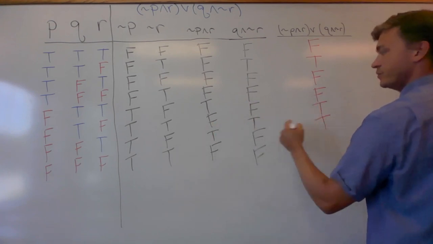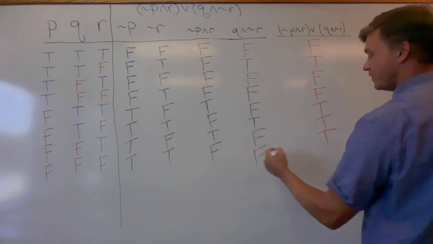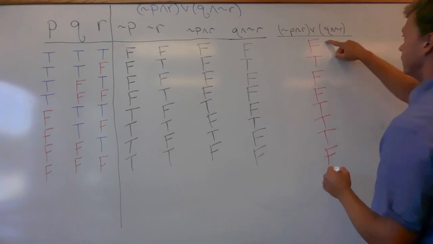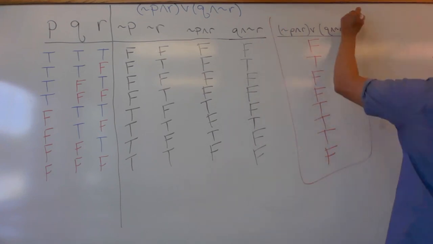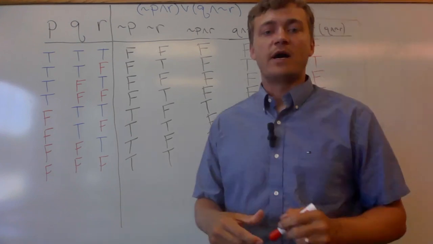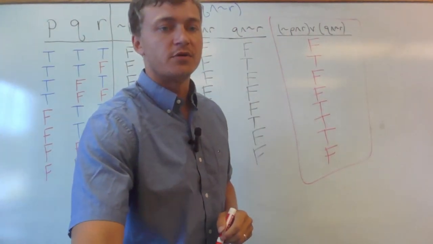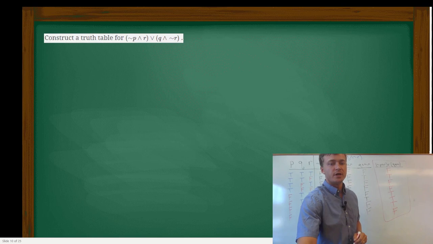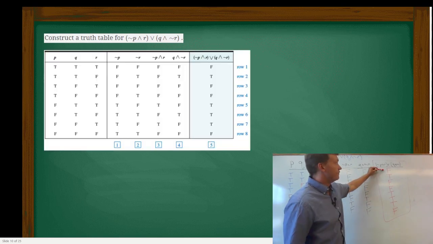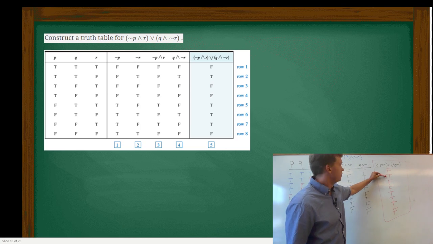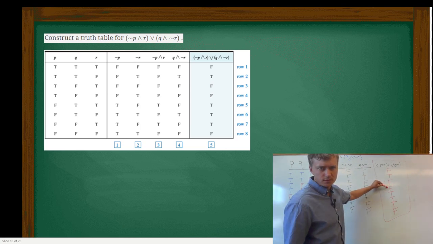False or true is true. True or false is true. False or false is false. 1, 2, 3, 4, 5, 6, 7, 8. This is our final column for our combination statement. Let's go to the big screen here and see how we compare. We have false, true, false, false, true, true, true, false.